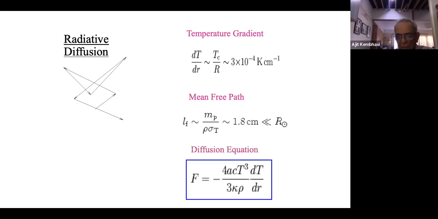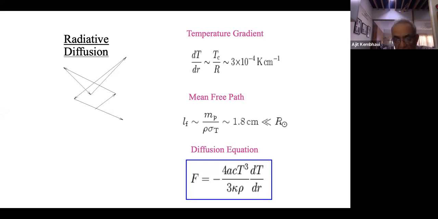And then it turns out that when you apply it to the present case, you get a beautiful expression for the average flux due to the temperature gradient. It is equal to 4acT^3 upon 3 kappa rho times dT/dr, where a is a constant related to sigma, the Stefan constant, kappa is the opacity which is related to sigma_T here, and then you have the density. You see the dT/dr, as you know, is negative, right? Because the temperature decreases outward.